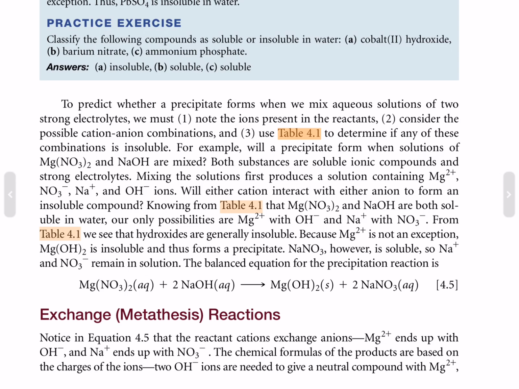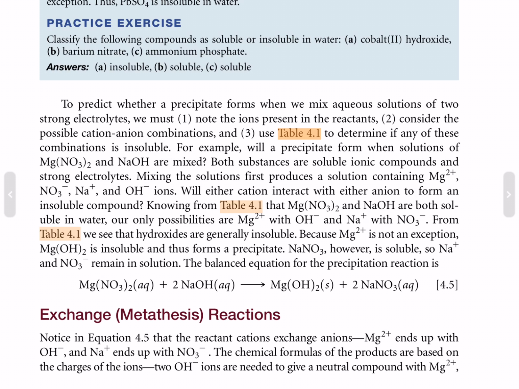To predict whether a precipitate forms when we mix two aqueous solutions of two strong electrolytes, we must note the ions present in the reactants, consider the possible cation-anion combinations, and use Table 4.1 to determine if any of these combinations are insoluble. For example, will a precipitate form when solutions of magnesium nitrate and sodium hydroxide are mixed? Both substances are soluble ionic compounds and strong electrolytes. Mixing the solutions first produces a solution containing magnesium, nitrate, sodium, and hydroxide ions. Will either cation interact with either anion to form an insoluble compound?